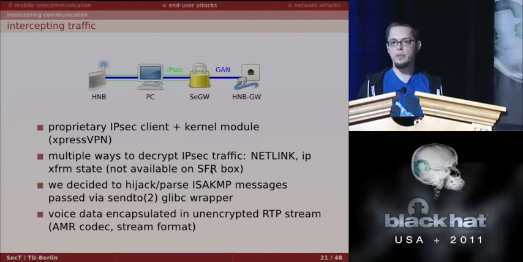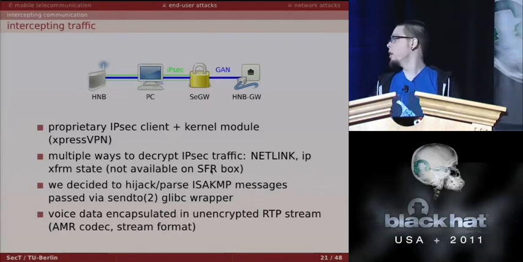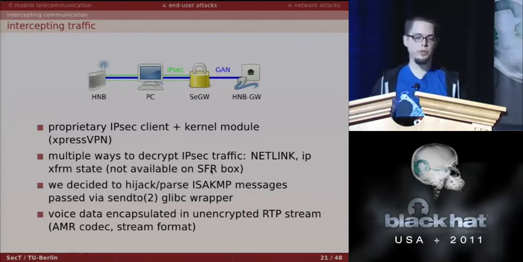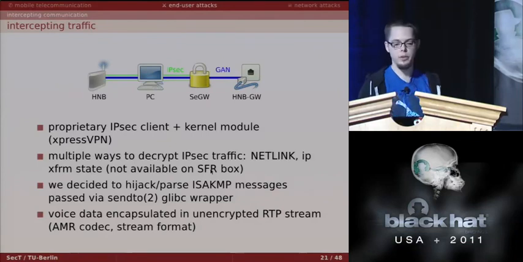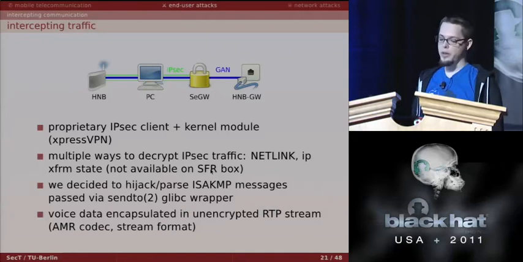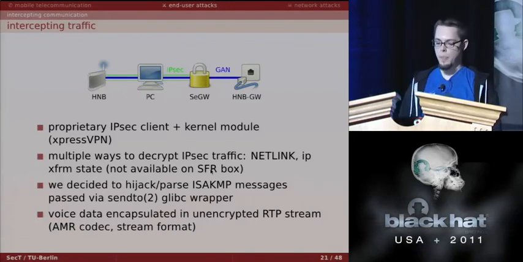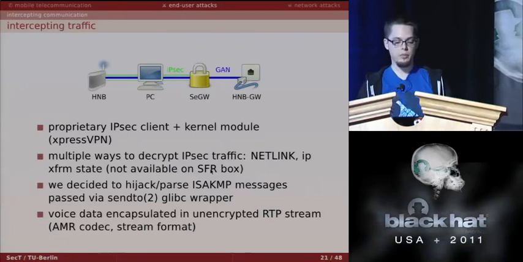And when you have IPsec on a Linux box, there are usually plenty of ways to get unencrypted traffic. There's Netlink, where you can just grab the traffic on the box. You can dump the keys using the ip utility, which was not possible on our box. Instead, we decided to hijack the key management control messages when the IPsec client is passing the key material to the kernel. So we just have to use LD_PRELOAD again on this message and pass the message on.